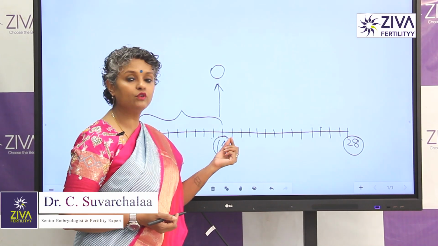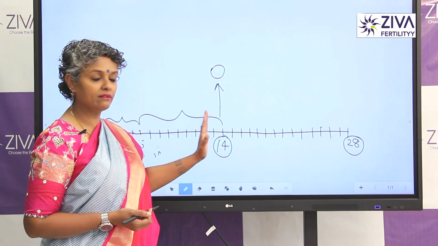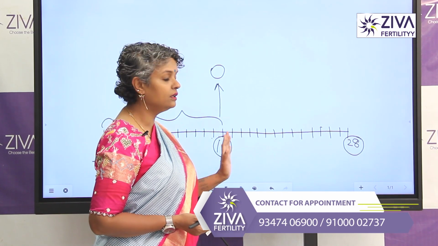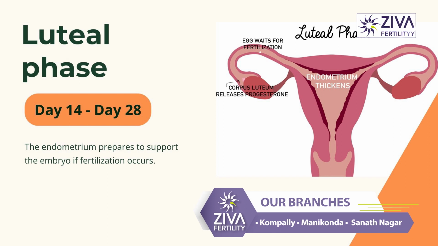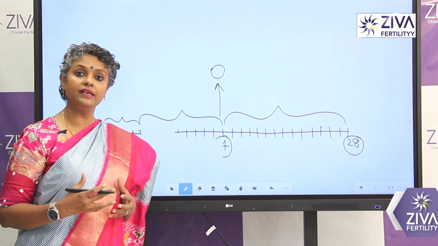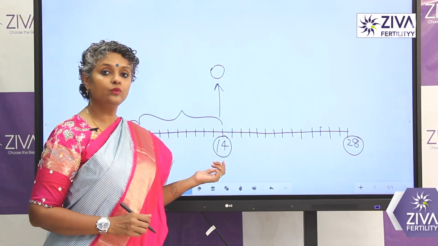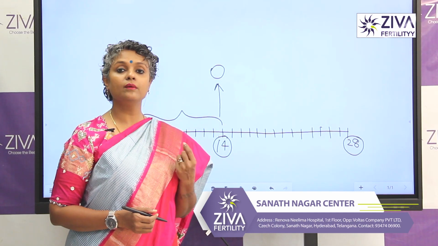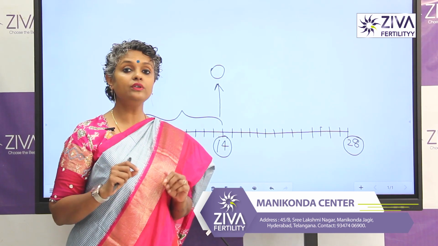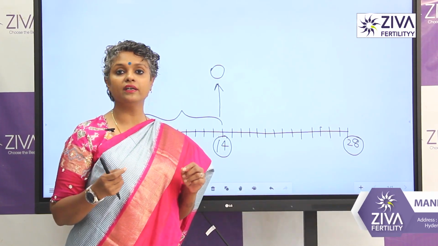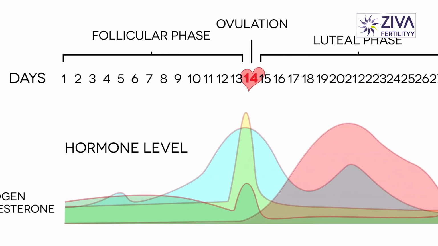So on day 14, if you have a 28-day menstrual cycle, you ovulate, which ends the follicular phase. The next phase, from day 14 to 28, is called the luteal phase. In this phase, the endometrium gets ready to give support to the embryo that might have been formed. After ovulation, if the egg is fertilized, an embryo is formed. The embryo is then transferred into the endometrium, the uterus. So the uterus has to get itself ready to provide enough nutrition for the embryo to develop there. So this phase is called the luteal phase.